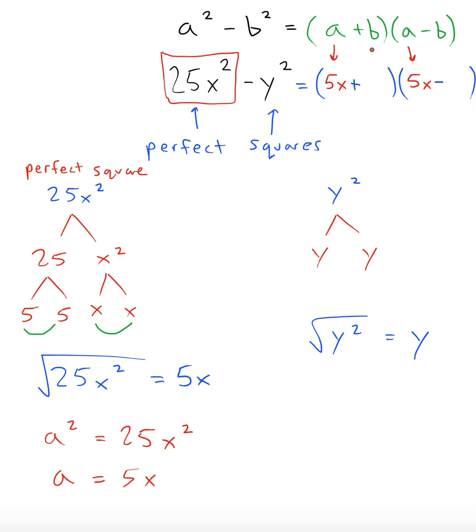Now, we also need to find out what b is, and whatever that is, we put that in last. So, as you can see, b squared is in the place of the y squared. So b is going to be just y, and that's what goes here.